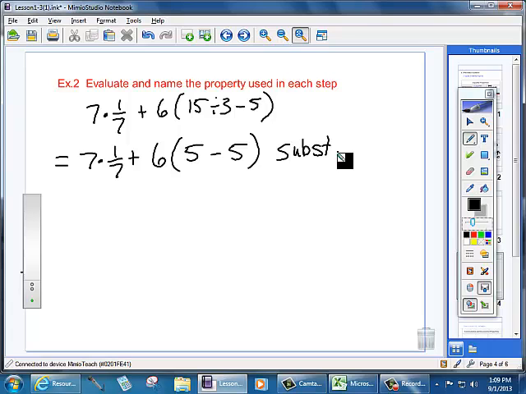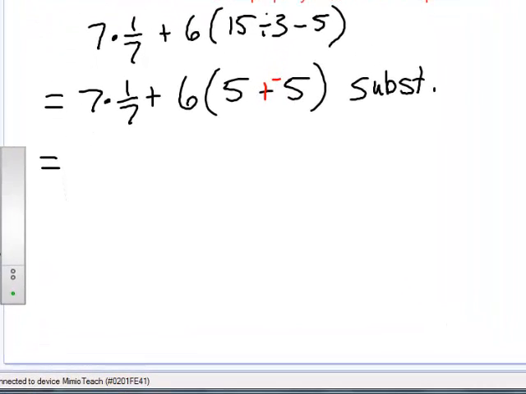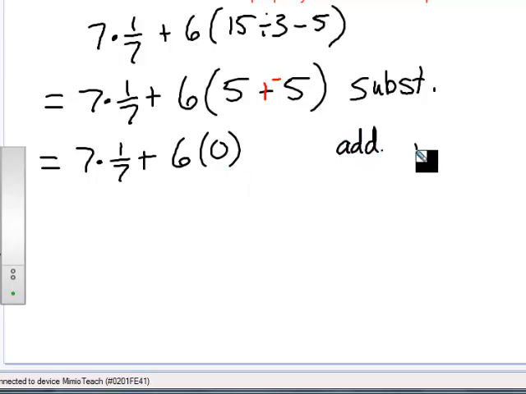Next step, inside the parentheses, there's that tricky one again. It shows its face once in a while. Remember, keep, change, opposite, boom, boom. That's 5 plus a negative 5. That's what I need to do first. Okay? So, that's 7 times 1/7 plus 6 times 5 plus negative 5 is 0. Okay? That is the additive inverse.